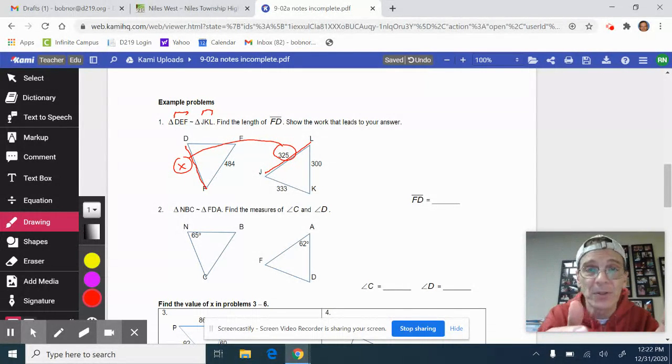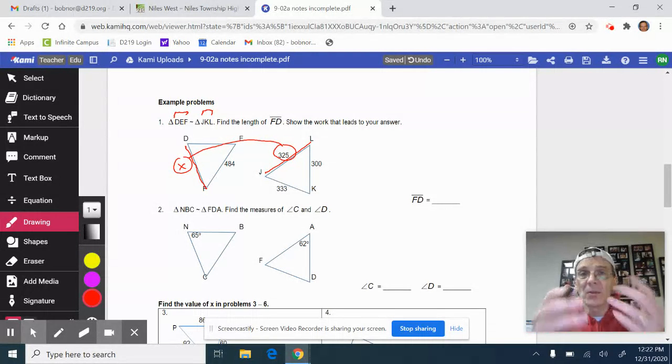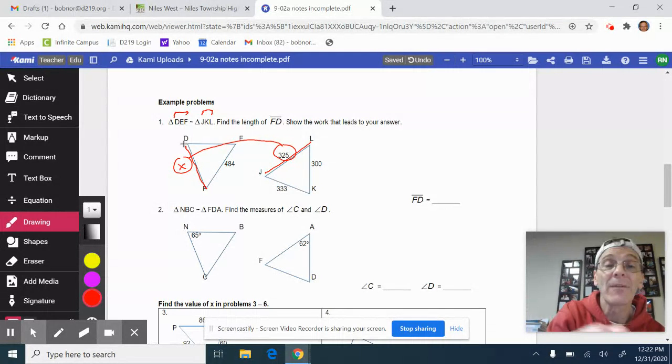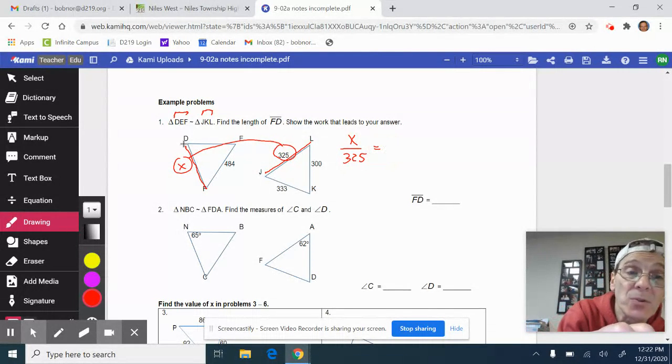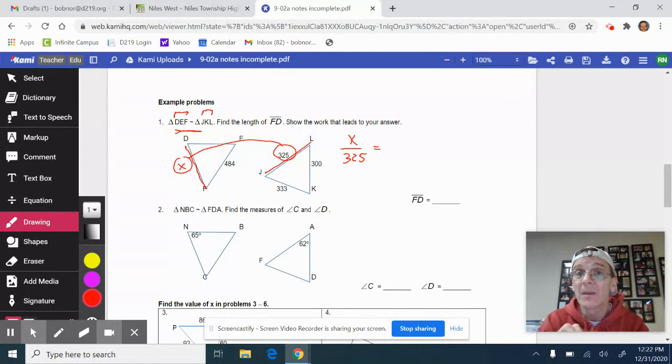You don't have to do this in your work, but I find it to be a useful tool for guiding myself as I do it so I don't make any mistakes, so you don't make any mistakes, okay? Now, whatever that ratio is, and I don't know what it is because I don't know X, but whatever it is, it has to be equal to, since the triangles are similar, the ratio of any other pair of corresponding lengths in this picture.